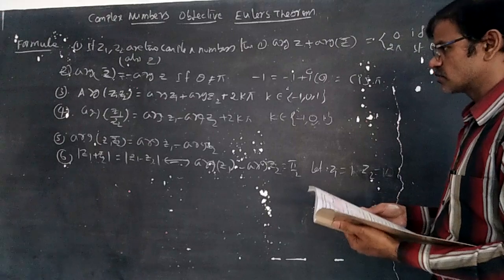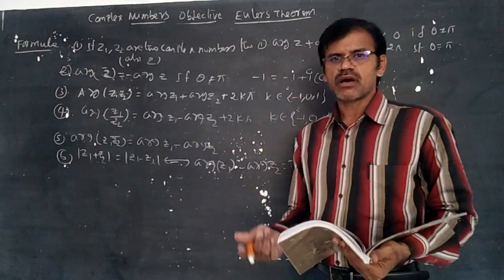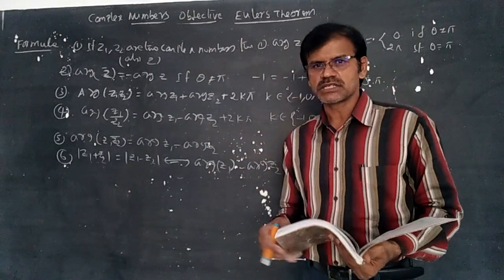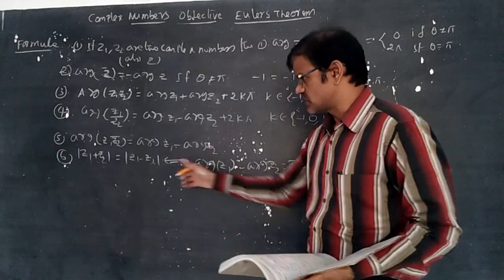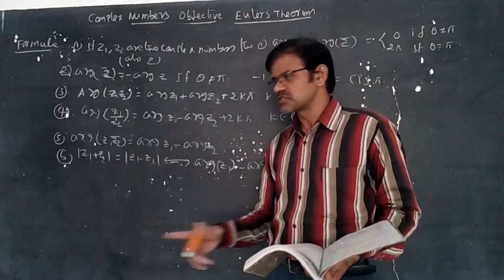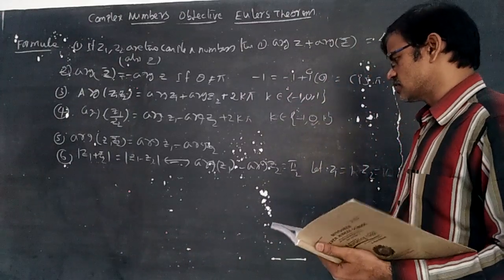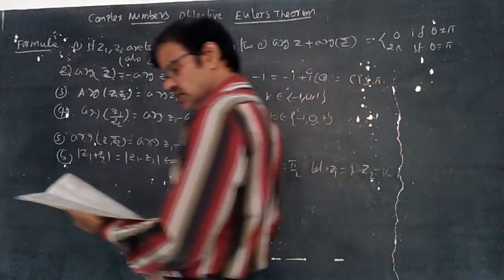In general, z1 is equal to x1 plus i y1, which is r into cos theta 1 plus i sin theta 1, and z2 is equal to r into cos theta 2 plus i sin theta 2. In a similar way, you take the modulus and you get everything. So at last we prove that theta 1 minus theta 2 becomes pi by 2.